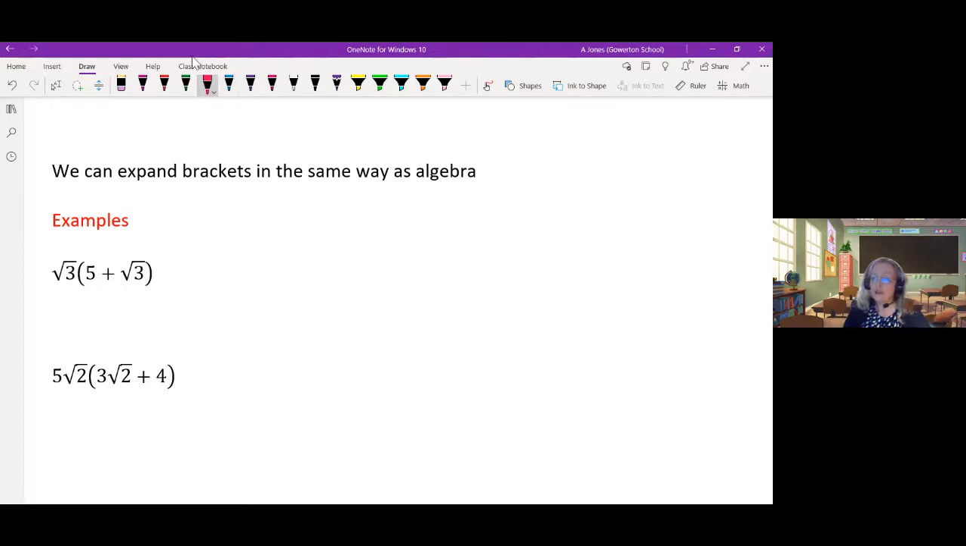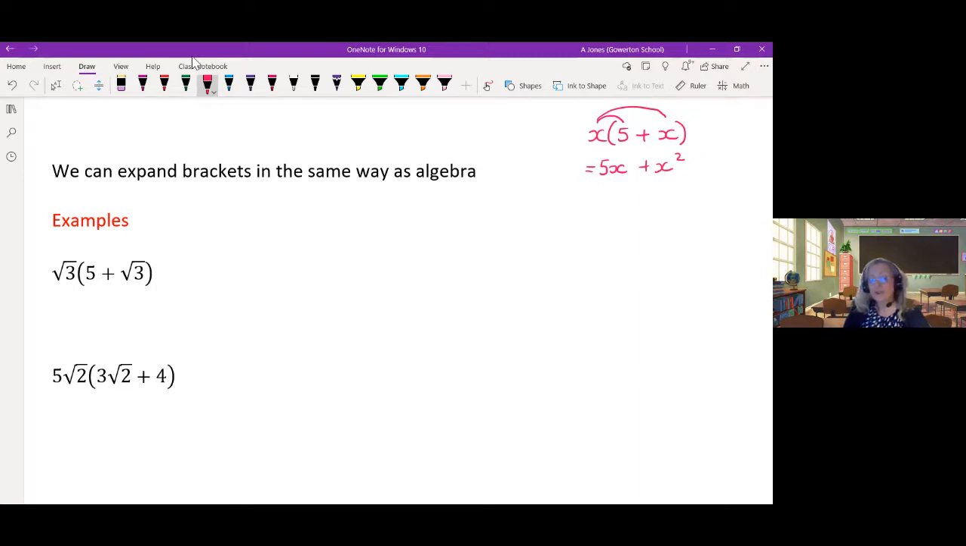Here we've got root 3, and then in the brackets, we've got 5 plus root 3. Now, if I was thinking about that in algebra, I would be thinking, well, maybe instead of the root 3, if I had an x, and inside the bracket, I had 5 plus x. So I've just replaced my root 3s with x's here to help me think about what I'm going to do. And I would multiply this out in algebra and say x multiplied by 5 is 5x. Add x multiplied by x is x squared. So this is how I would multiply out this algebraic expression with brackets in.